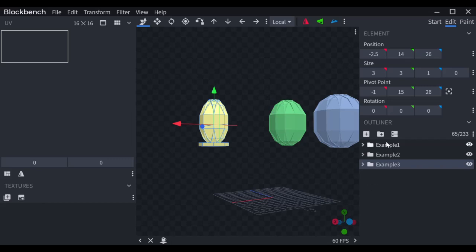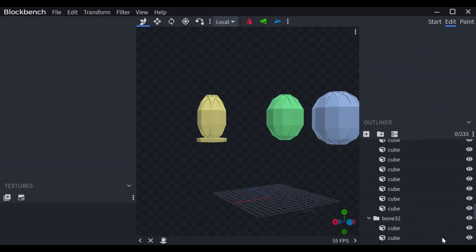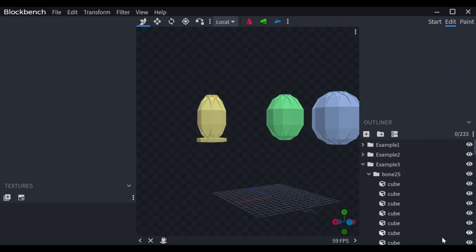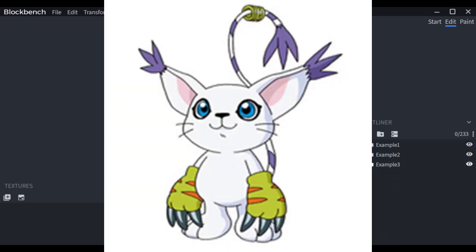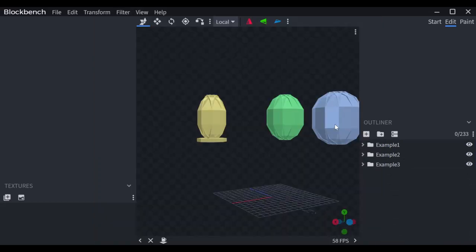However, one more example, which is for, that's not what I wanted to do, which is for the body of Gatomon would be a good idea. I hadn't figured out how to do this yet when I made Gatomon, so her body's a bit more like this.